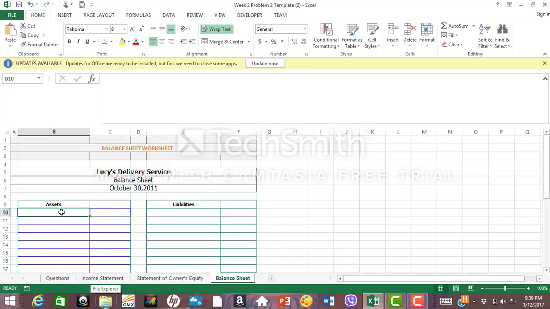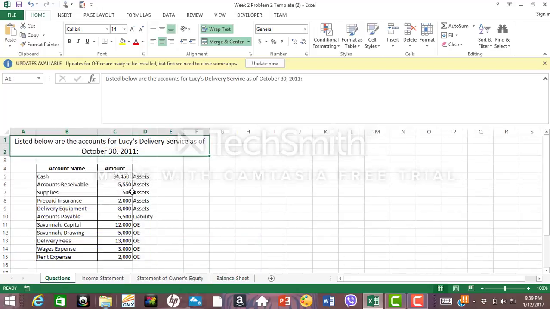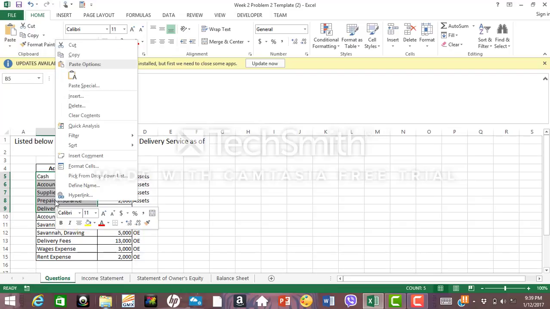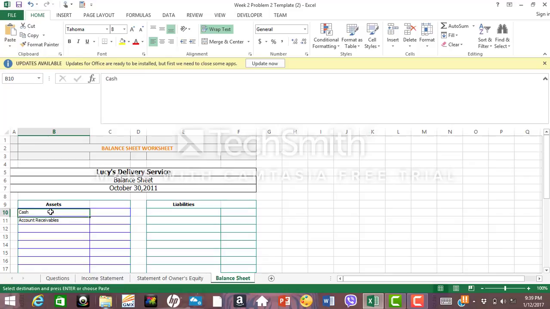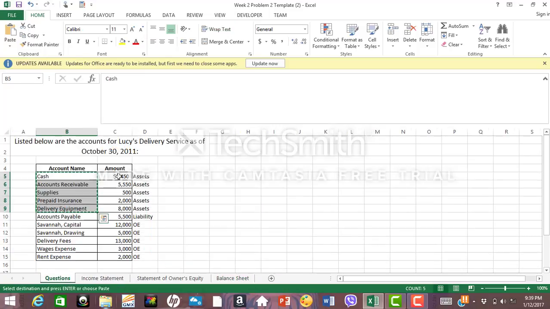So let's see under assets. Under assets we have cash, we have accounts receivable. What else do we have under assets? We have actually all of these. So if I want to just do this, I could copy them and paste them under the sheet right here, and then we have all of these, and then we have the balances right beside it.